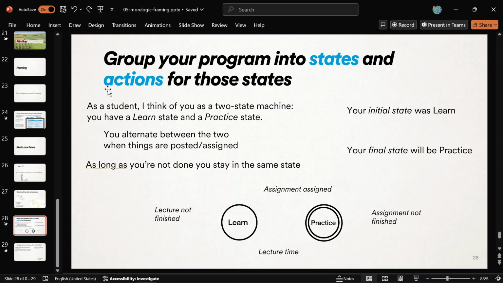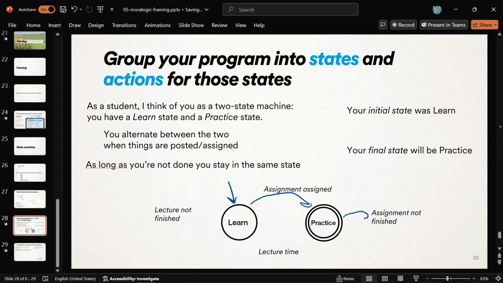If you are a student in my class, let me say that I think of you as a two-state machine. You're very simple in this class. You just have two states, learn and practice, as far as I'm concerned, all right? And you're just going to alternate between them. You start in the learn state because I have not assigned anything yet. So there's a concept of a starting state, an initial state. You start off in the learn state on the first day of class. And then as I assign things, you move into the practice state.